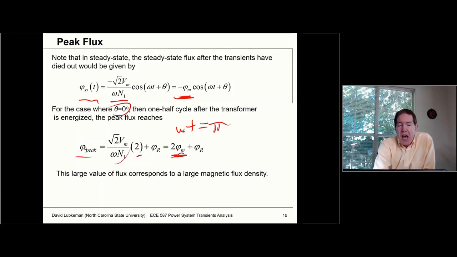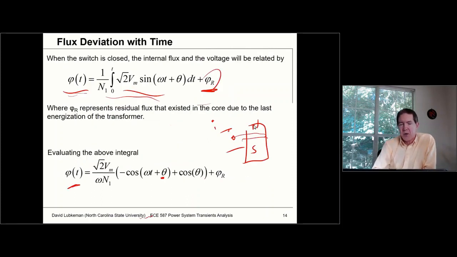So what I'm going to have for a peak is actually twice of what I would have in steady state, plus whatever residual flux that I would have in the core. And the problem is that this high peak value of flux is going to correspond to a large magnetic flux density, which is going to correspond to a high value of current. So anyway, I can actually quantify this particular relationship right here.